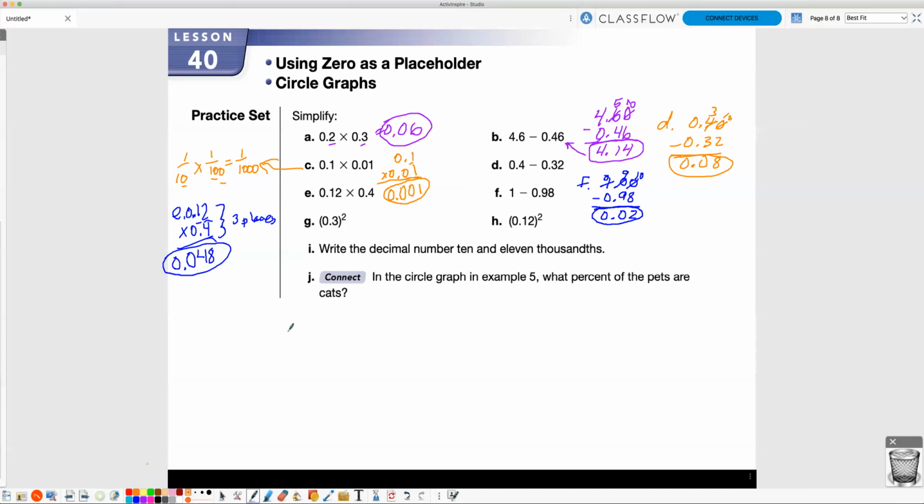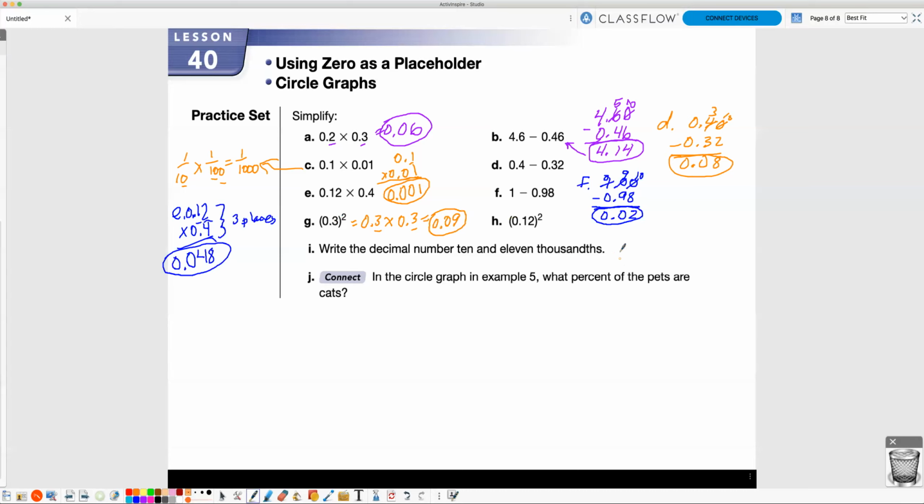All right, letter G, 3/10 squared. Remember, this is the same as 3/10 times 3/10. My digital pen's going wonky on me here, so let me try to write a times symbol here. 3/10 times 3/10. This would be 9, and then I count the decimal places. There's 2 there, so that means I need to have 1, 2, decimal goes right there. This would be 9 hundredths. 3/10 times 3/10 is 9 hundredths.